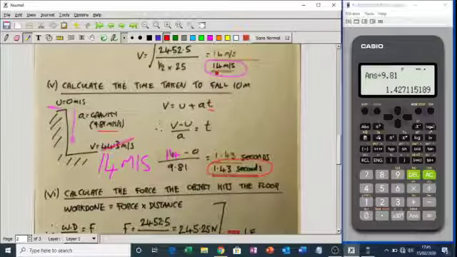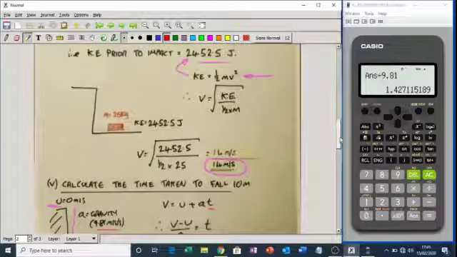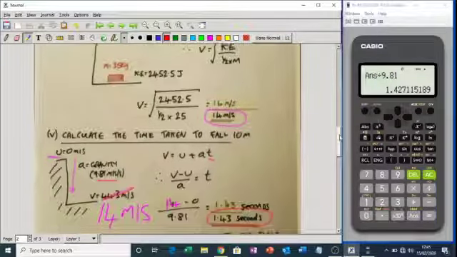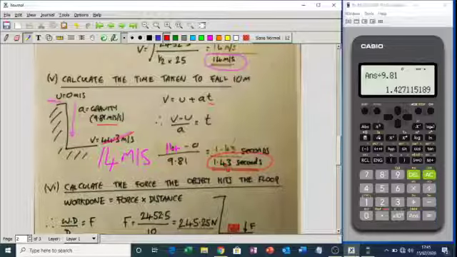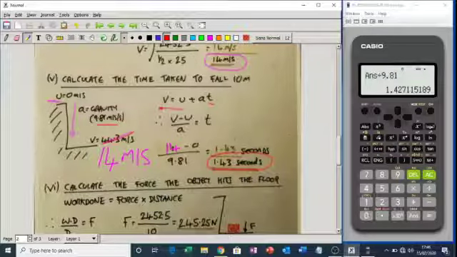Don't forget that 14 meters per second is the velocity before impact. This object is not doing 14 meters per second constantly. It's accelerating. So it's doing 14 meters per second prior to impact of the floor. And it does it in 1.43 seconds. So that's using a bit of laws of motion.